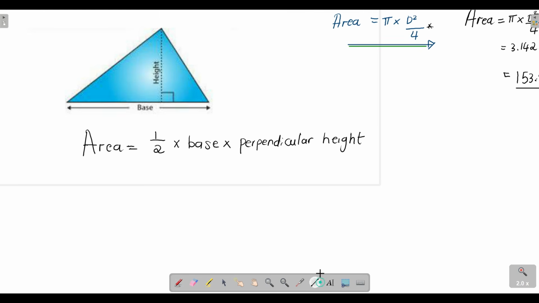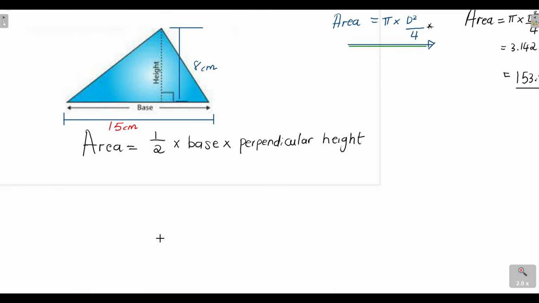So let's just practicalize this. Let's say, for example, you are given your triangle, and your triangle has a base of 5 centimeters, and the perpendicular height is 8 centimeters, right? Let me just change the base. So the base is 15 centimeters and the perpendicular height is 8 centimeters. How would we then calculate the area of this triangle? We already know it's equal to half base multiplied by perpendicular height.